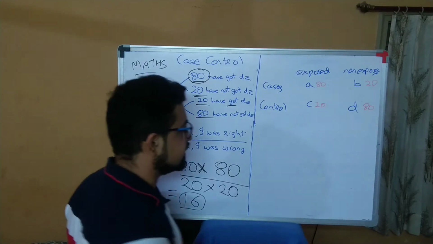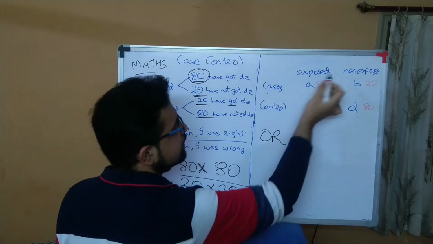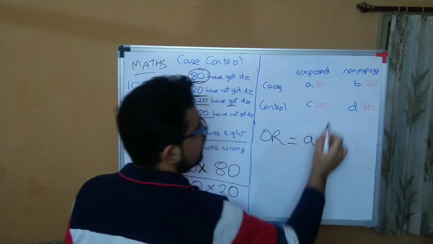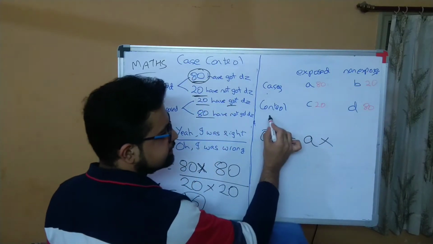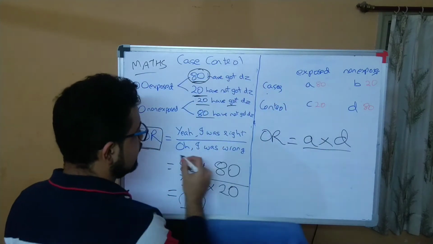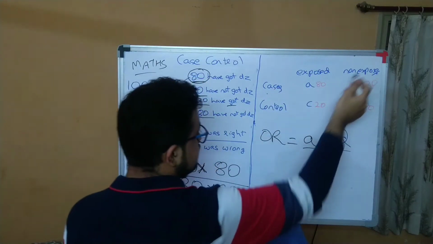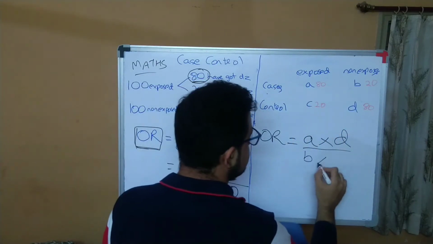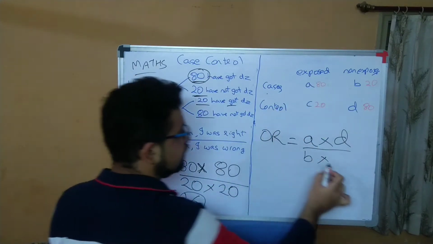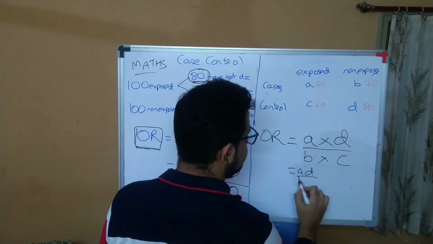Let us still figure out the formula. What is odds ratio? Out of the exposed, how many got the disease? That is A. Out of the non-exposed, how many did not get the disease? Control, D, right? Now, what is B? Out of non-exposed, still they have got the disease. That is B. And out of exposed, still they have not got the disease. So this is C. So this is AD divided by BC.